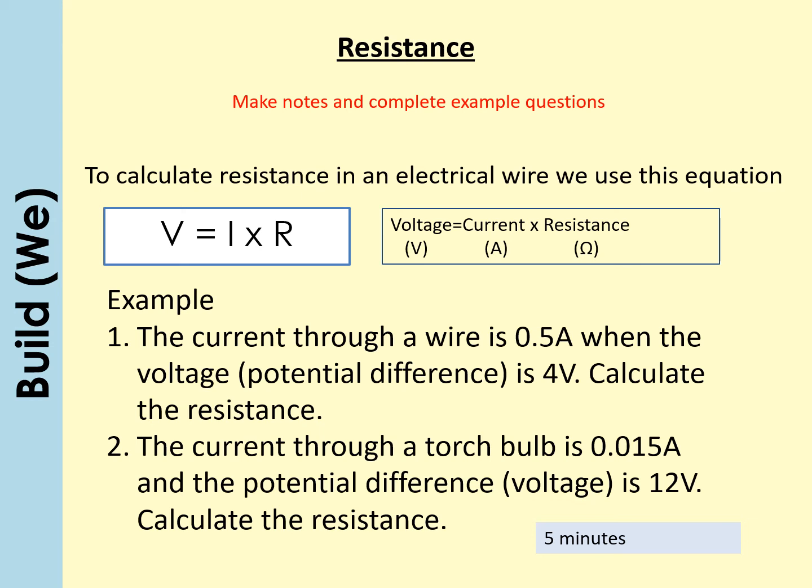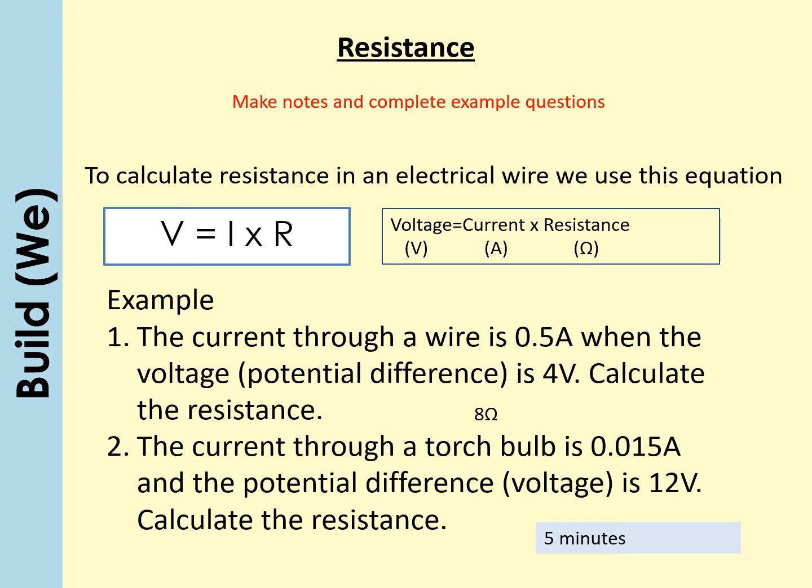Calculate the resistance. So we need to do a quick rearrangement of the equation there. So to find the resistance, you need to divide the voltage by the current. Okay, and that will give you a value of 8 ohms.